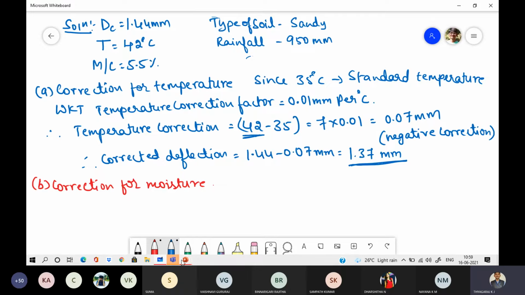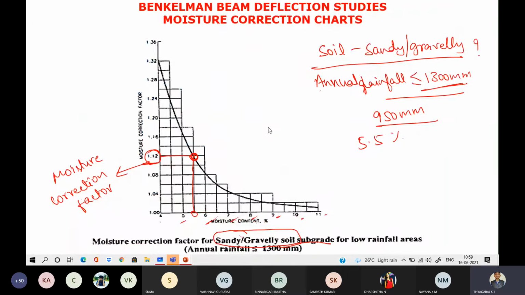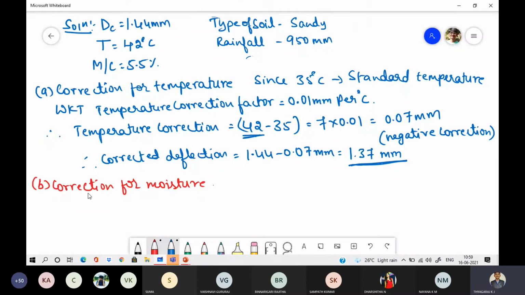Now we'll go for the graph. So the same, I think sandy soil less than 950 mm. What is the moisture content? 5.5% only, right? Yes, sir. We are going to get the moisture correction factor as 1.12 only. So from graph, moisture correction factor is equal to 1.12.